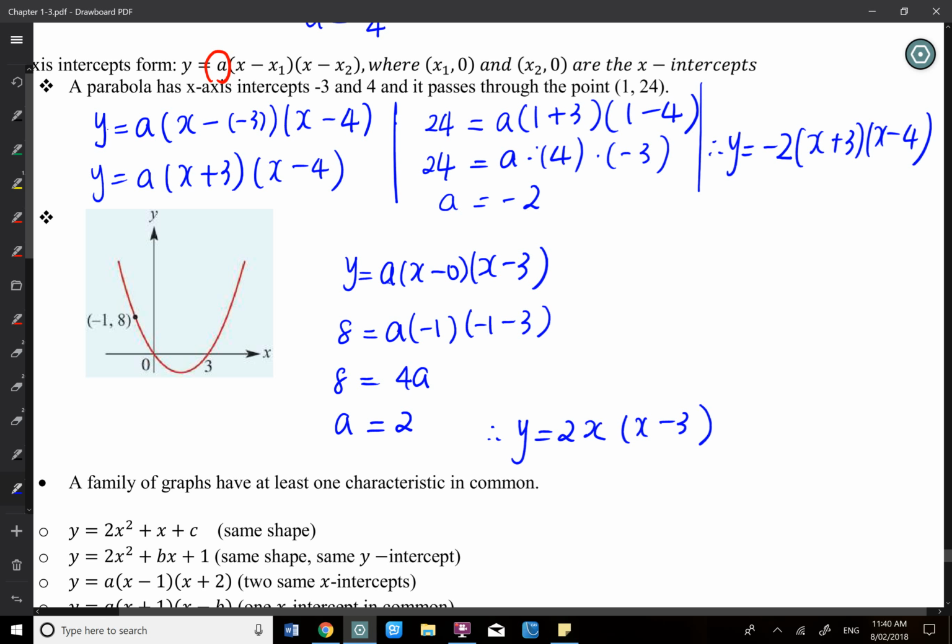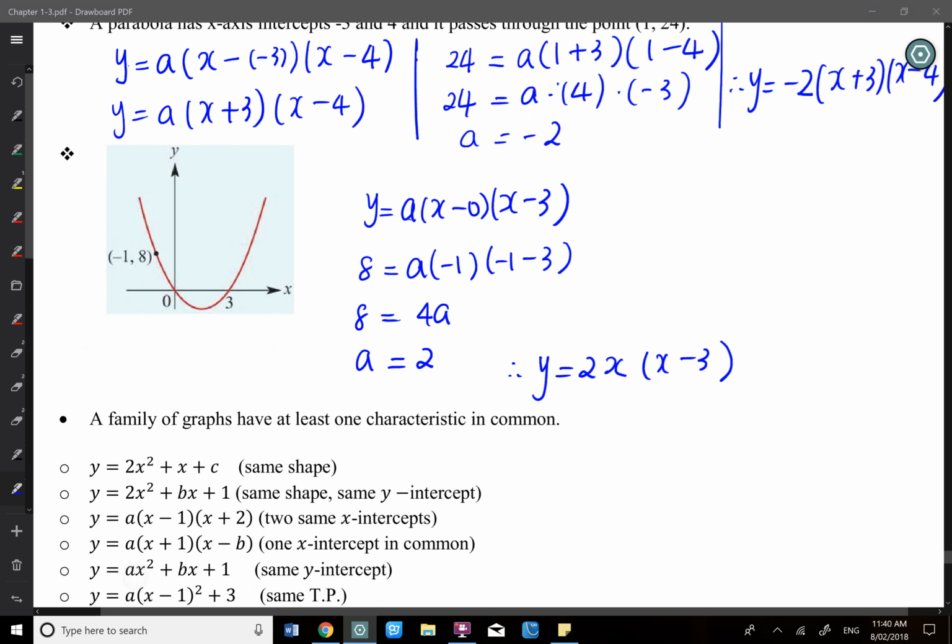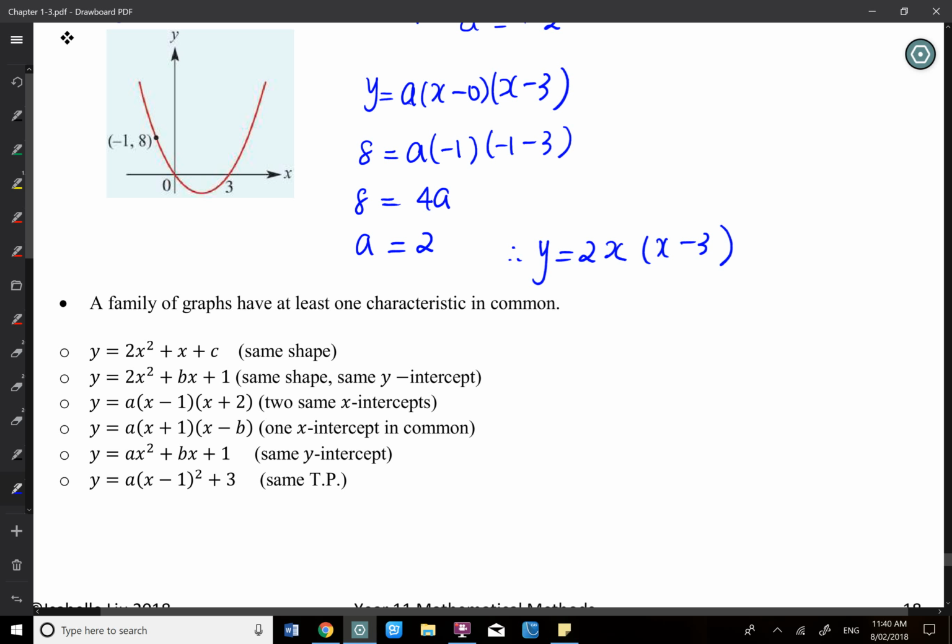Any questions so far? So those are the 3 methods for how we find the equation for a quadratic. And the bottom part is the thing I'm talking about: the family of graphs. Just generally talking about this, there are more things you can have in common. There will be more, but I'm not going to list all of them, as there are so many combinations. I can have the same x-intercept, the same shape, two different intercepts with the same y-intercept, or two x-intercepts the same. So there are so many combinations I can't really list all of them, but I'll just talk about some key things.